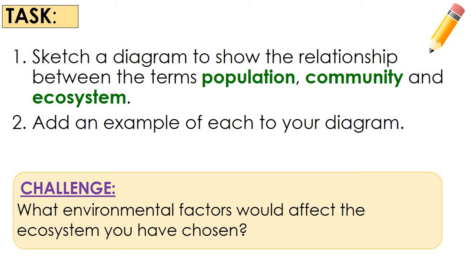Okay, another optional task for you guys. Again, supporting this learning today, trying to bring the key terms together. Have a go at sketching a diagram to show the relationship between the terms population, community, and ecosystem. You could use one of the examples that we've looked at earlier in this video, and add an example of each to your diagram. A challenge then would be to think about what environmental factors would affect the ecosystem you have chosen, and this links to our next aspect we're going to be looking at, which is abiotic and biotic factors. So, if you'd like to have a go at this optional task, pause the video and have a go.